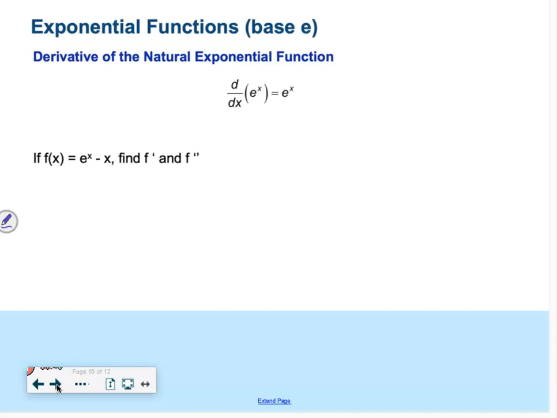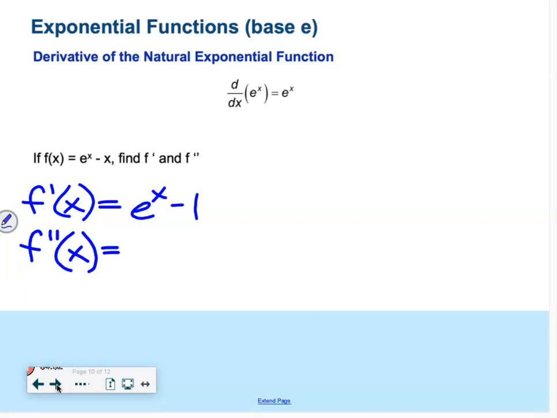So if f of x is e to the x minus x, let's find f prime. What's the derivative of e to the x? E to the x. And then the derivative of negative x is negative 1. And I know the bell's ringing. I'm just going to do f double prime, and then we'll call it good. The derivative of e to the x minus 1? Just e to the x.